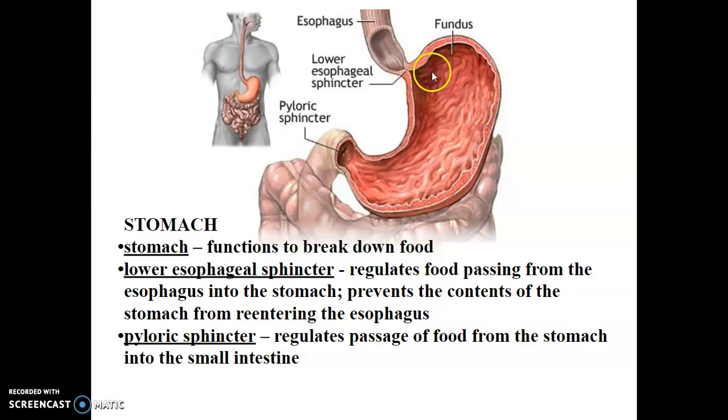And it closes up when our stomach gets pretty full, up to about this level here. And that way food can't back up into it. We'll see what it's called when it does here in a few. Okay, that sphincter closes up.